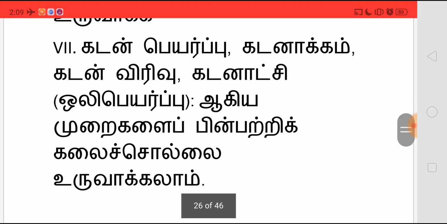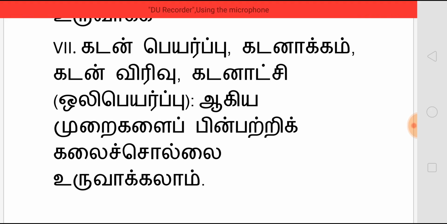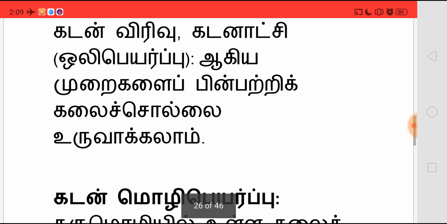And we have different types of uruvakal. That is, you can create new words like Kadan Perpu, Kadanakam, Kadan Virivu, Kadanachi. These are the different ways in which you can create new words. We will see how we can create them.